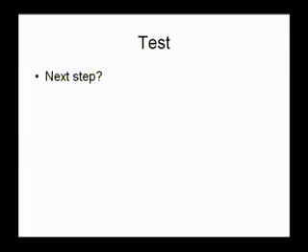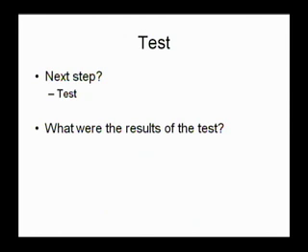So the next step is test. And what were the results of the test? They went and they tested the oxygen levels. What were the results? Yeah, it was above the critical level. So there was fluctuation, but it wasn't below that critical level.